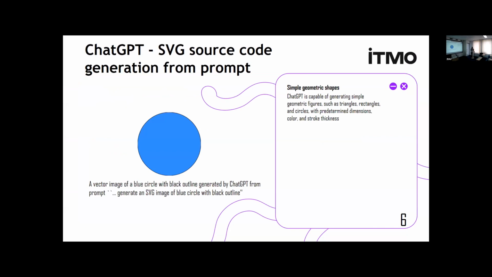Let's dive into the experiments. Firstly, some experiments were performed with the GPT 3.5 model, ChatGPT. It is capable of generating simple geometric figures such as triangles, circles, and squares with some predefined constraints such as width and height, stroke thickness and color, and also fill color. Here you can see an image which was generated by the prompt "generate an SVG image of a blue circle with black outline", and it is indeed a blue circle with a black outline.